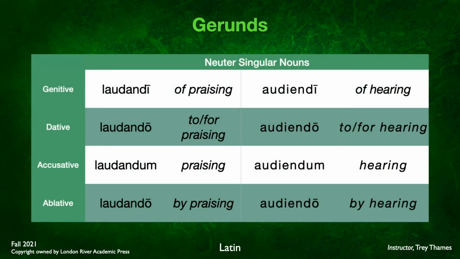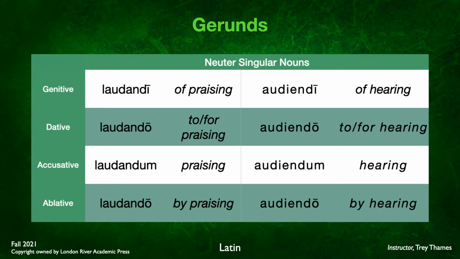Let's look at the declension, I should say, of gerunds. We've got the paradigm verb laudo, laudare, laudavi, laudatum, and the stem, of course, is lauda, and you have the -nd- infix, so laudand-, and then you have the first and second declension endings in singular, starting with the genitive, -i. So laudandi, of praising. So remember, it's a genitive, of praising. Laudando, to or for praising, dative. Accusative, laudandum, praising. And then laudando, by praising.